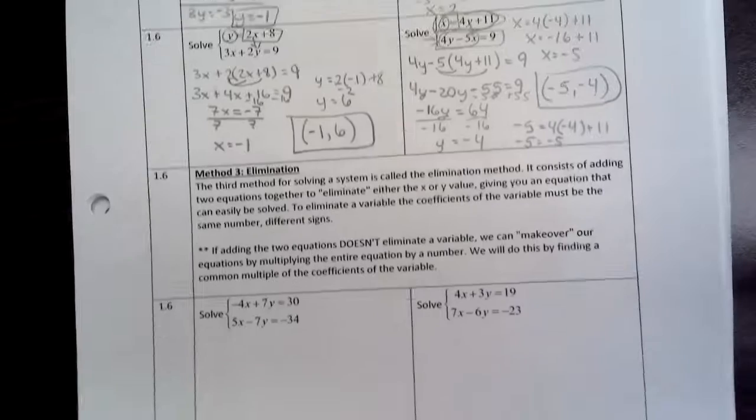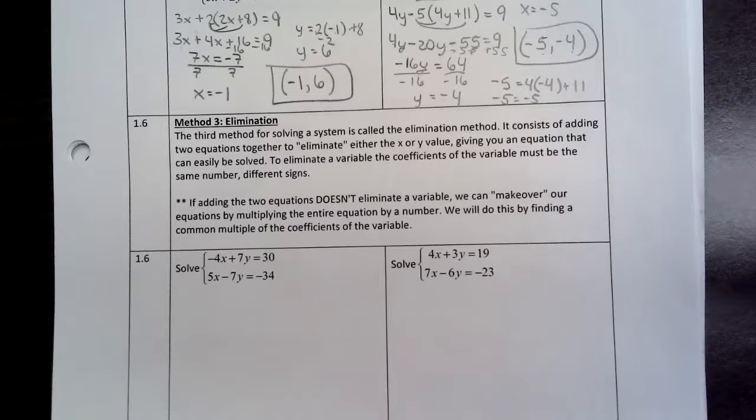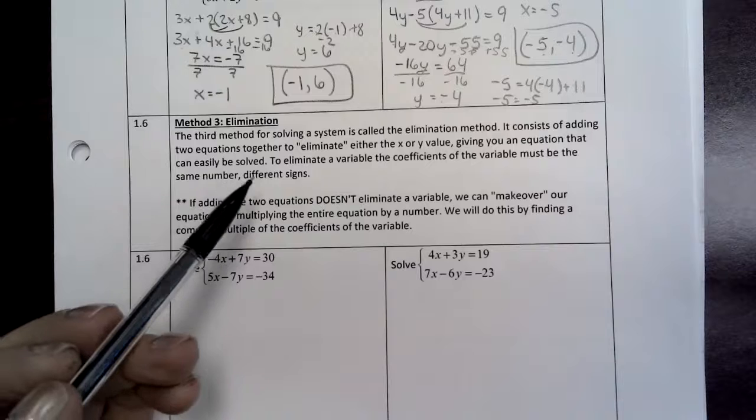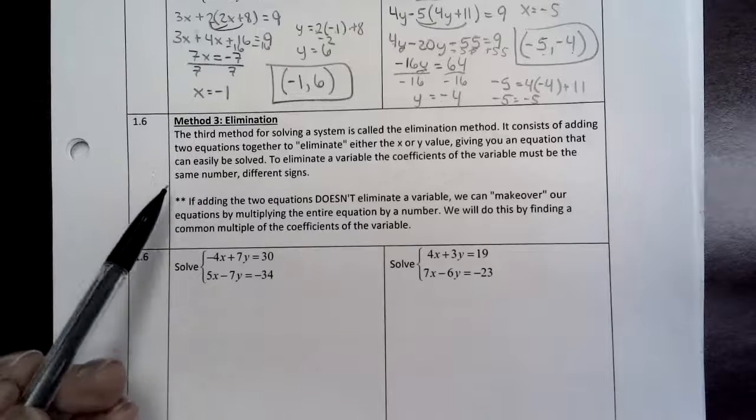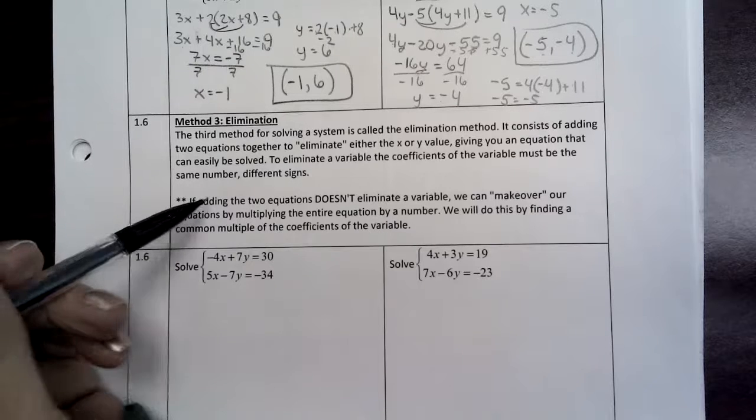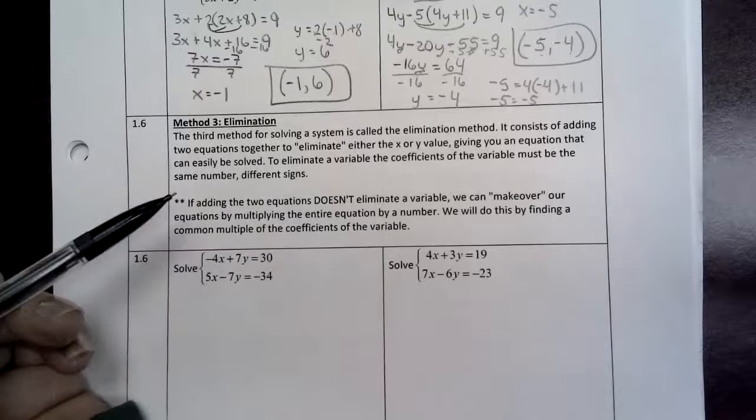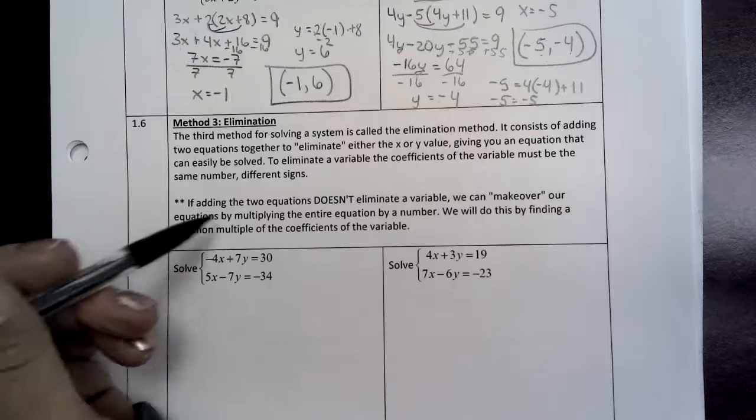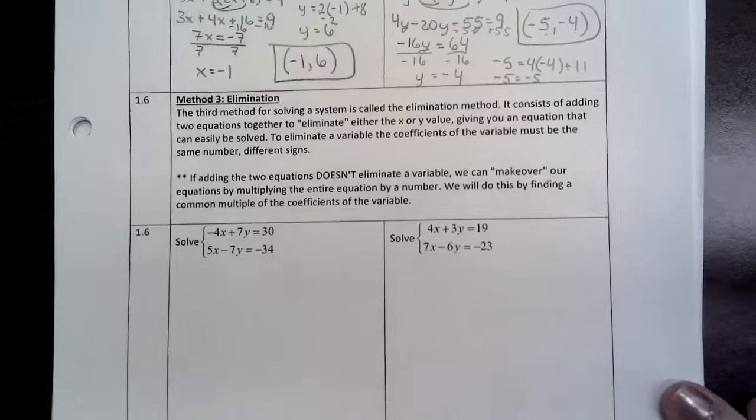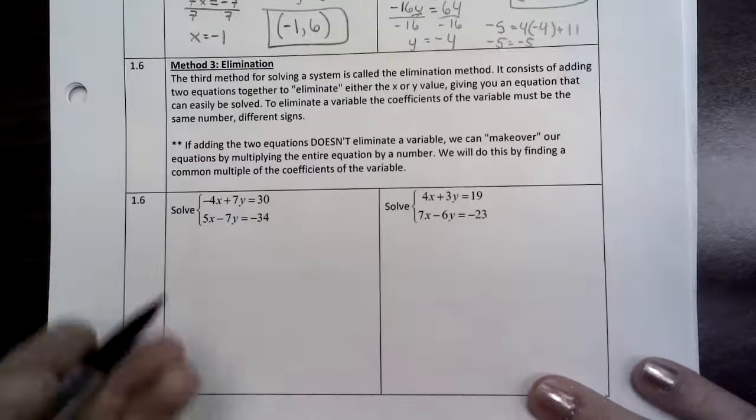Our last method is elimination. With elimination, we're going to actually get rid of one of the coefficients, either x or y, by adding the two equations together. If adding the two equations doesn't eliminate a variable, then we're going to have to make over our equations by multiplying the equation by a number. And we'll do examples of both. Okay, so let's take a look at an example.